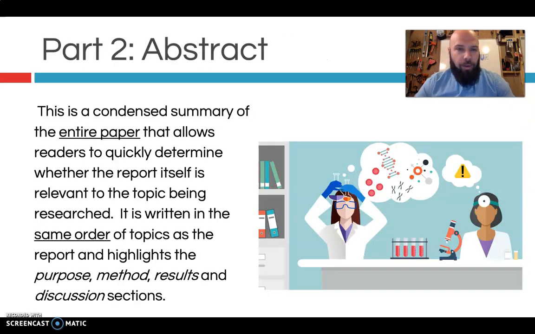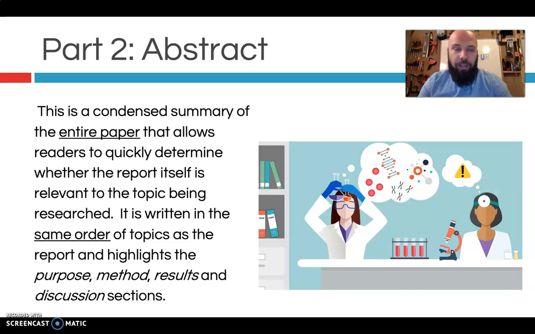The second part that I'm going to talk about in the video is the abstract. Now, the abstract is often written last, after the rest of the report is completed, but if you're writing the report in different parts and the abstract is the only part you need to hand in, then it's a summary of all the stuff that you did in the lab. It's a condensed summary of the entire paper that allows readers to quickly determine whether the report itself is relevant to the topic being researched.